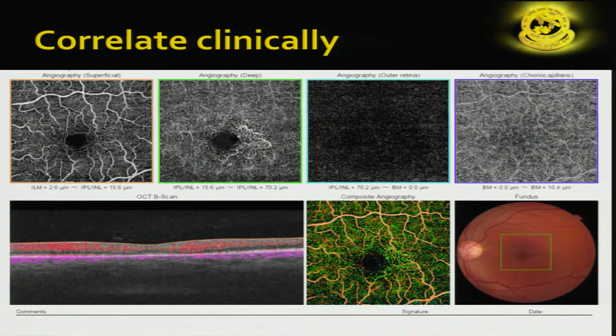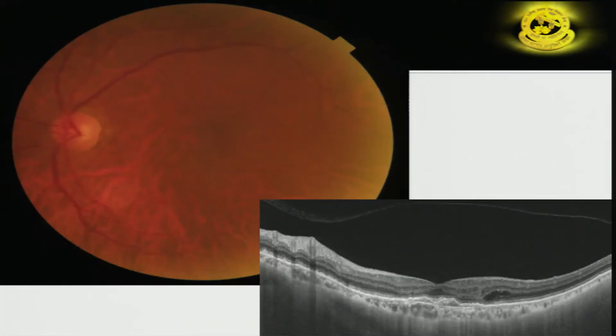And correlate clinically. Everything is not a choroidal neovascular membrane. You're getting an abnormal network here, but this is the deeper angiographic level in the retina itself. So this is actually a parafoveal telangiectasia and not a choroidal neovascular membrane.